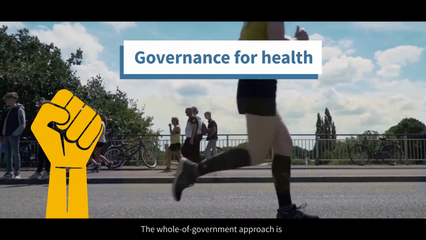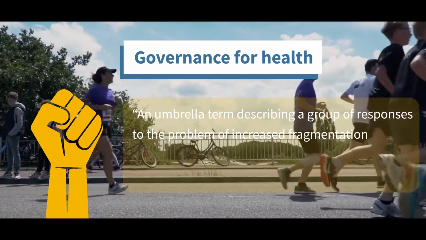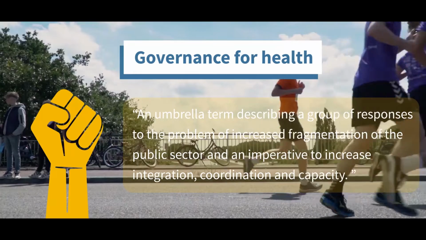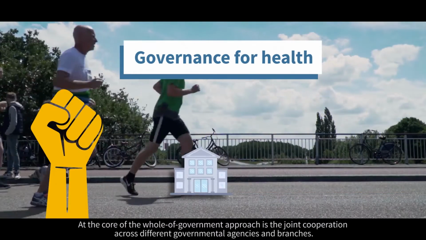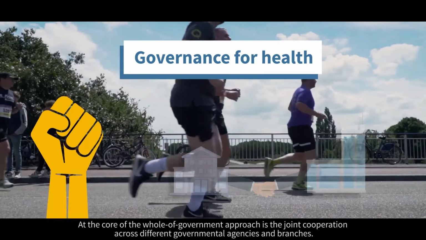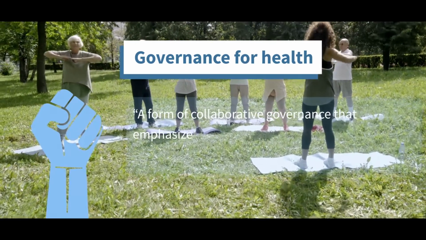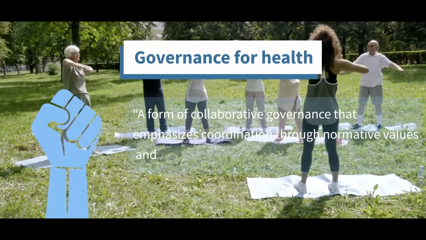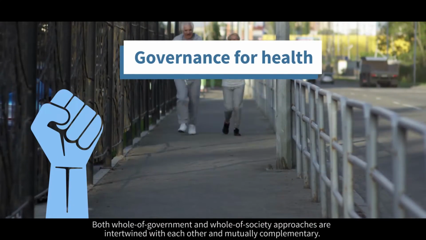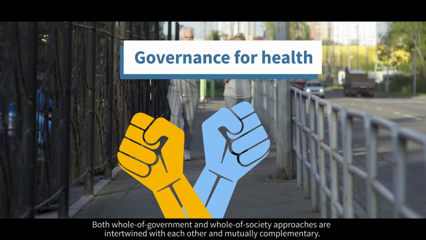The whole-of-government approach is an umbrella term describing a group of responses to the problem of increased fragmentation of the public sector and an imperative to increase integration, coordination, and capacity. At the core of the whole-of-government approach is the joint cooperation across different governmental agencies and branches. The whole-of-society approach is a form of collaborative governance that emphasizes coordination through normative values and trust-building among a wide variety of actors. Both whole-of-government and whole-of-society approaches are intertwined with each other and mutually complementary.